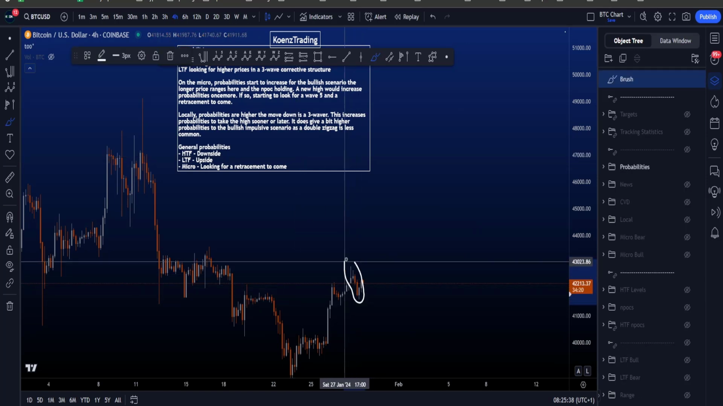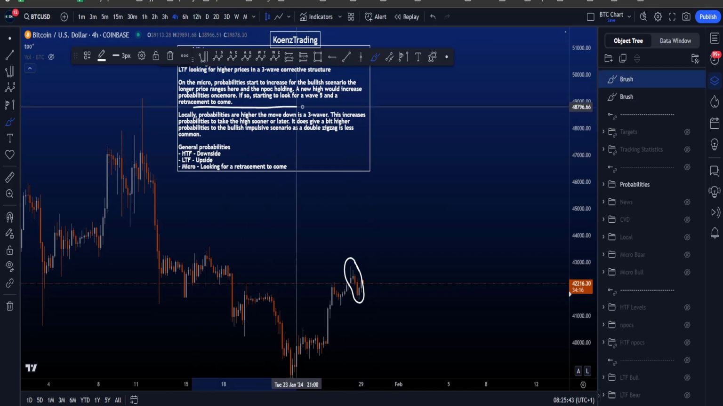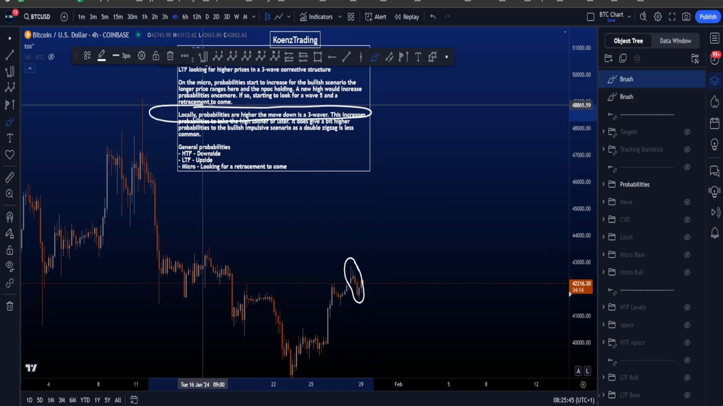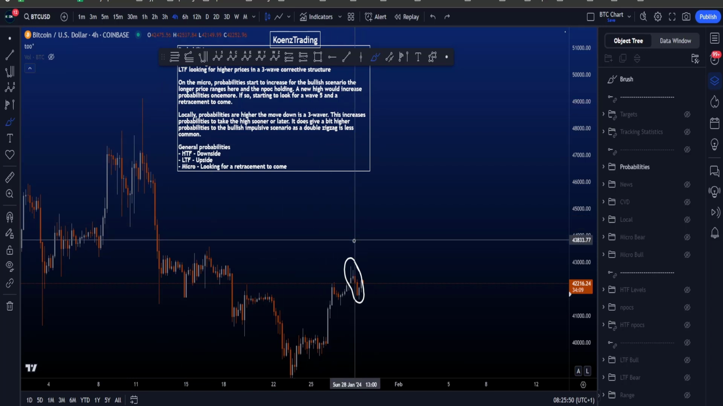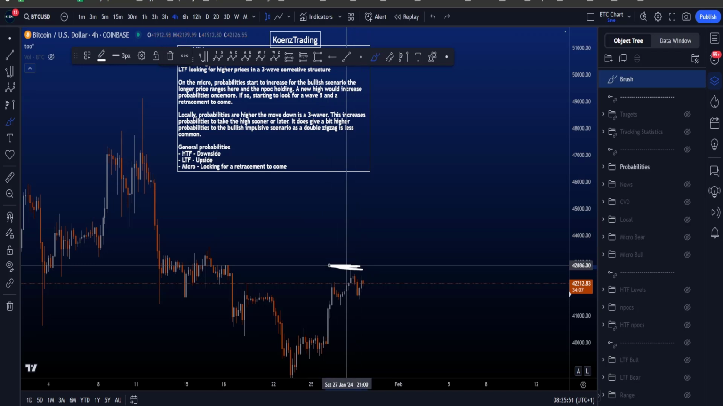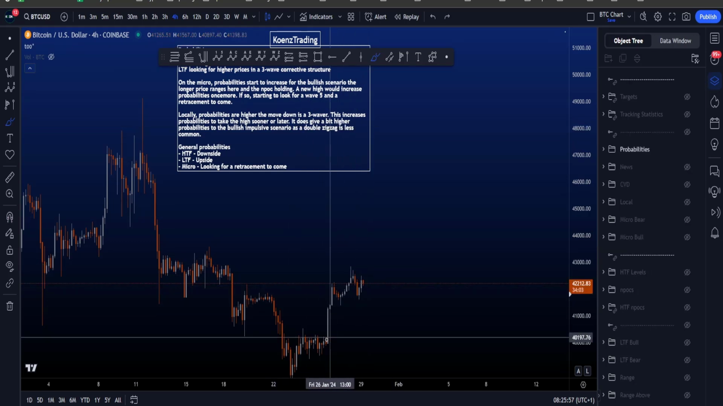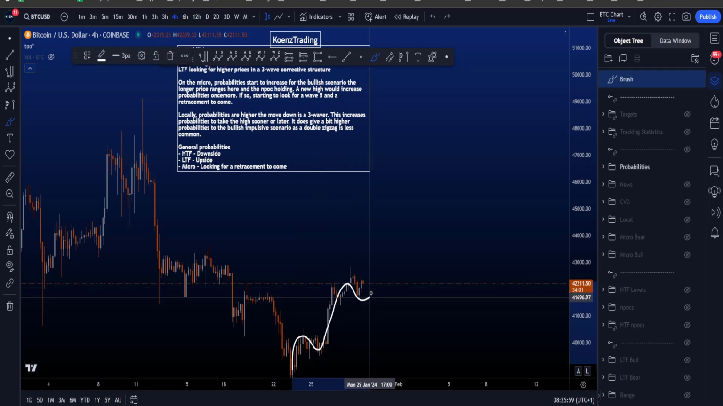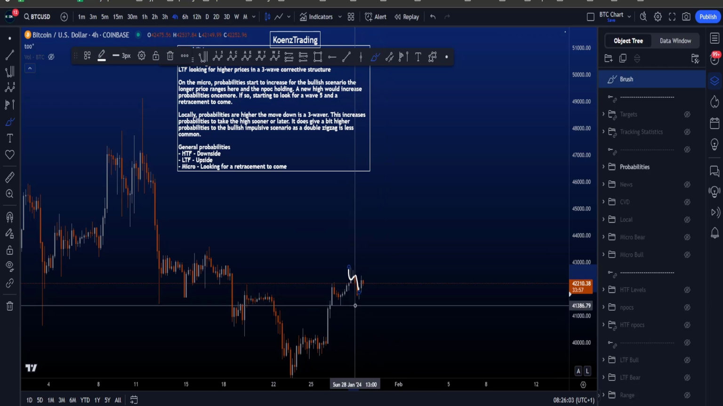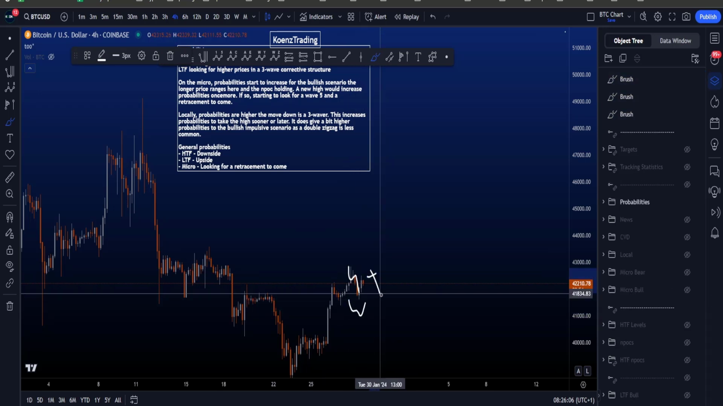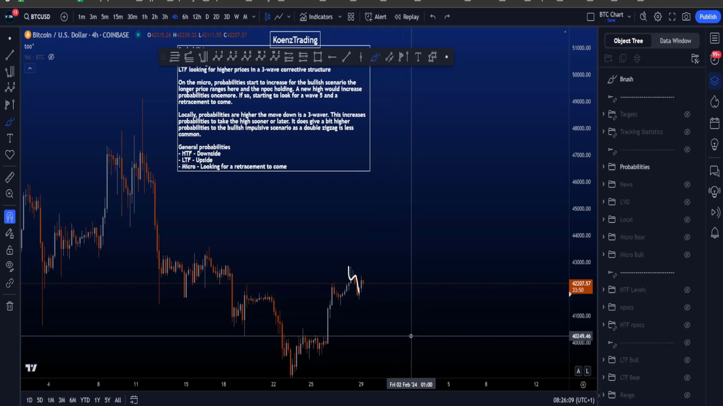More locally here, when we zoomed in to this move to the downside, the probabilities are higher for that move to the downside to be a 3-wave structure at the moment in an ABC, and this increases the probabilities to take this high sooner or later. It does give a bit of higher probabilities also to the bullish scenario in a 1, 2, 3, 4 and a wave 5, because if this is an ABC to the downside, then in the bearish scenario this has to be a W, X and then a Y to really go down to much lower prices, but a double zigzag is less common.